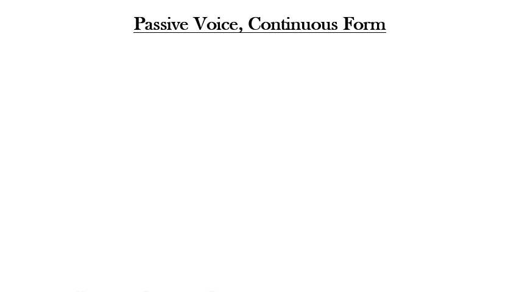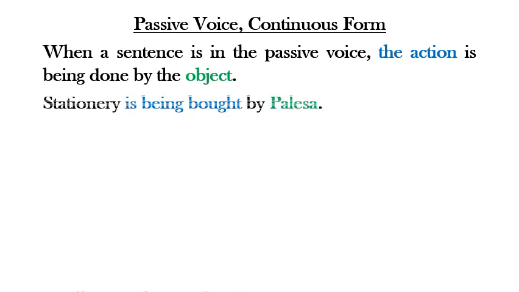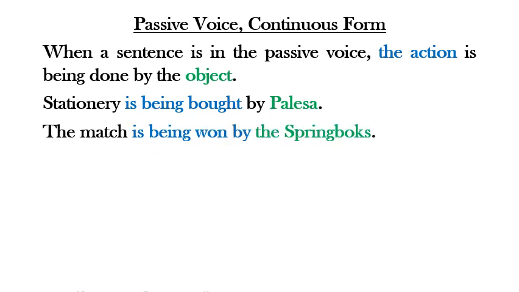Finally, we've got the passive voice. Remember, in the passive voice, and this is continuous form again, the action is being done by the object, just a reminder there. And here we've got stationery is being bought by Palesa. See Palesa at the end again, but obviously it's something that is going on right now. And we've got there again, passive voice, continuous form. The match is being won by the Springboks. Why do I always get excited when I say that?